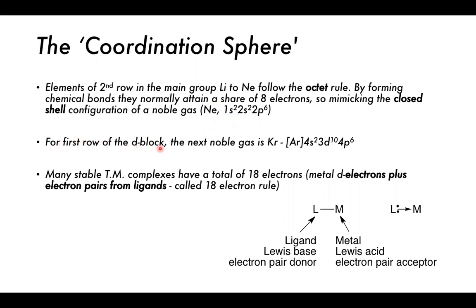For the first row of the d block, the next noble gas is krypton. So that would be argon plus these electrons. That's 18 electrons. So many stable transition metal complexes have a total of 18 electrons: the metal d electrons plus electron pairs from ligands, and this is the so-called 18 electron rule. It's a good indicator of transition metal complex stability, but it's not the only indicator. There are stable compounds which have 17 electrons or 16 electrons. Generally, though, we don't go above 18 electrons.